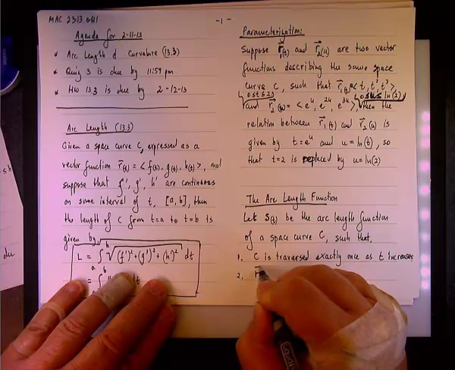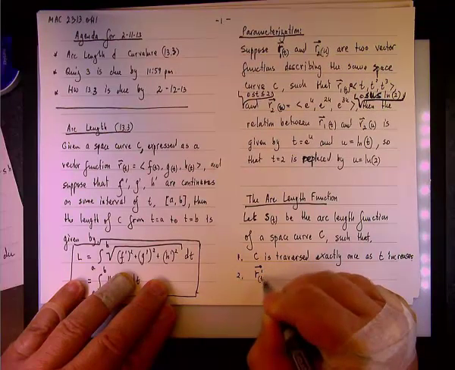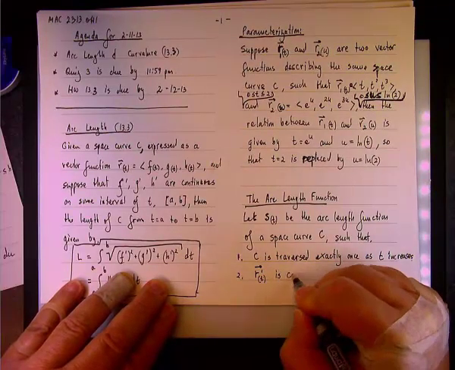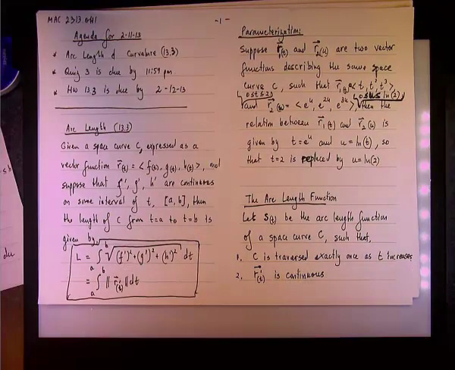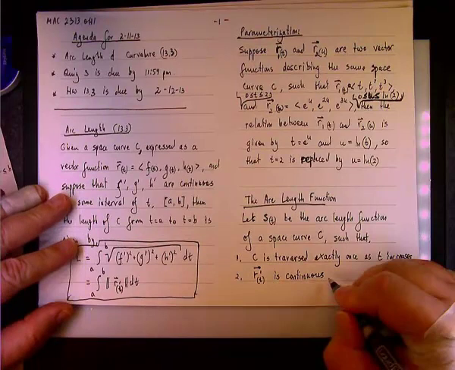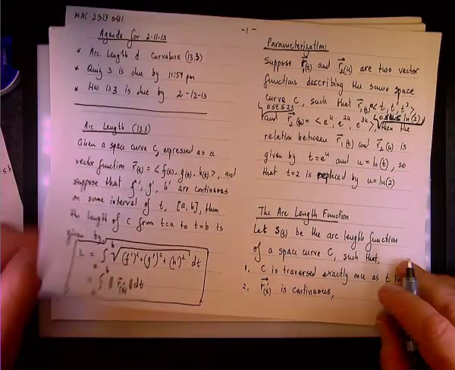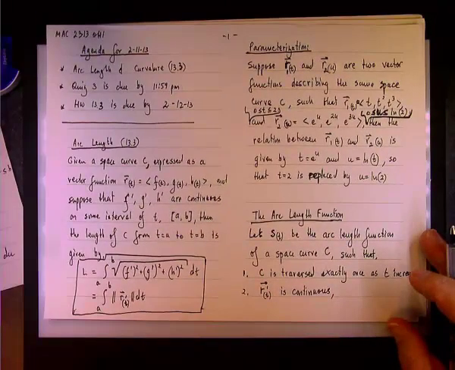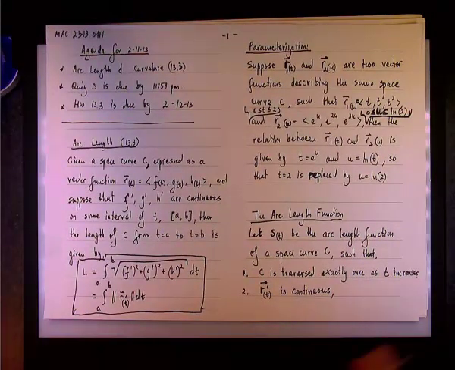The second condition is that we have continuity. So we're going to require that the vector that describes the curve is continuous. I'm sorry, the derivative vector function is continuous. Otherwise, we'll have really some weird results. So this is the preliminary to the definition of the arc length function.